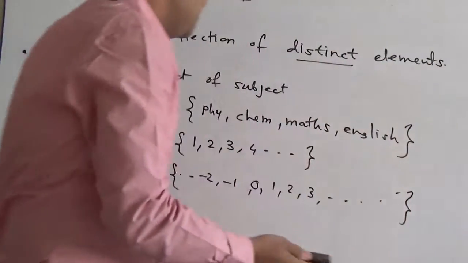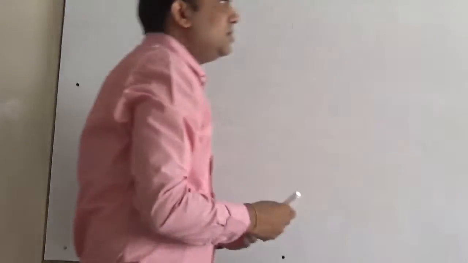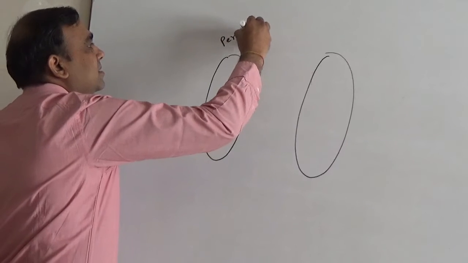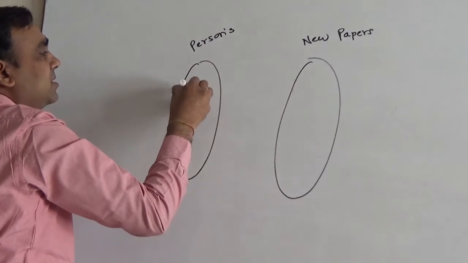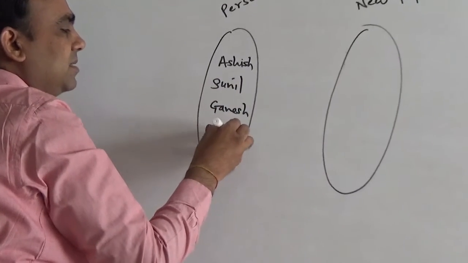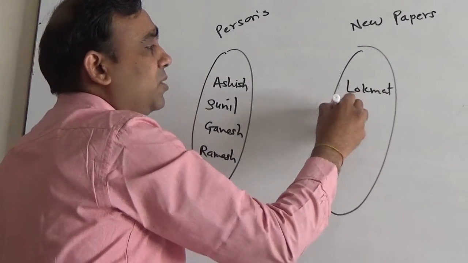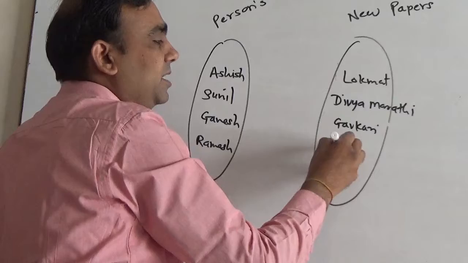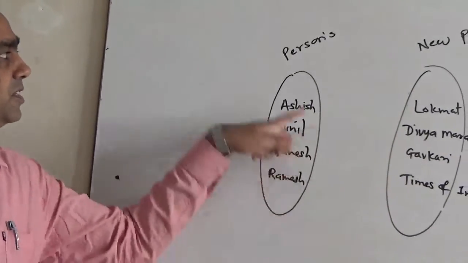Now we come to the next point. What is a relation? Suppose we have two sets. One is a set of persons and a set of newspapers. Suppose I have persons like Ashish, Sunil, Ganesh, Ramesh, like this. And I have a set of newspapers like Lokmat, then Divya Marathi, Gaukari, Times of India, something like that. So these two are actually different. This is a set of newspapers and this is a set of persons.